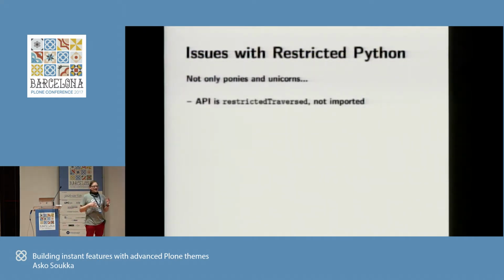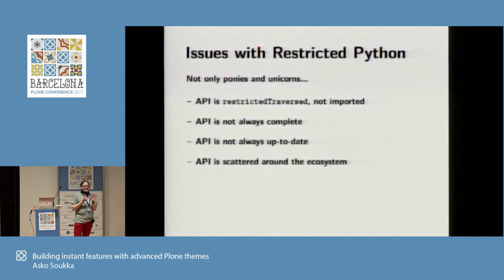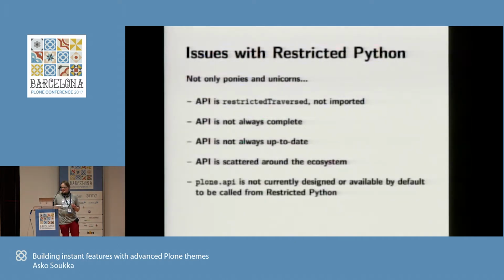You cannot import libraries like you can on a normal Plone. You need to do a thing called restricted traverse to find Plone restricted APIs and do stuff. And those are not always complete, they're not up to date, and they are no longer so well documented, they are scattered around the Plone ecosystem. So you kind of need to know from examples where you find things so that you can do extra things there.